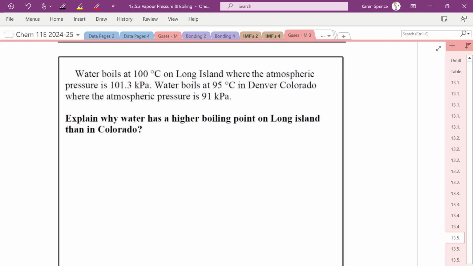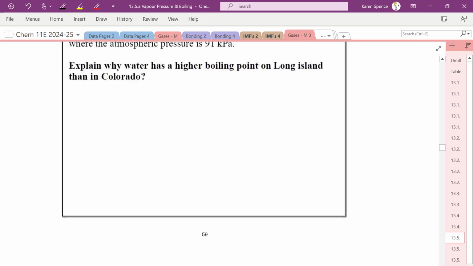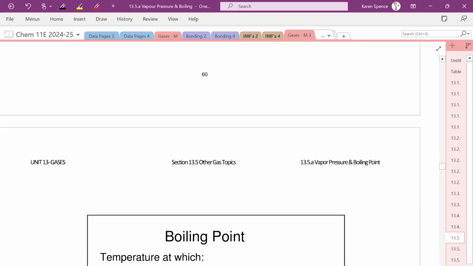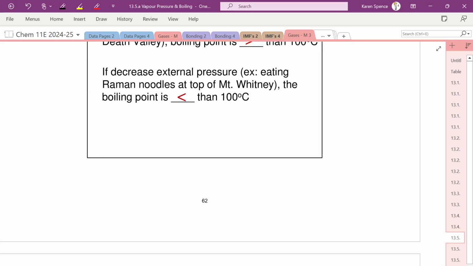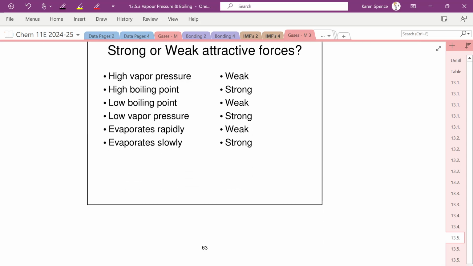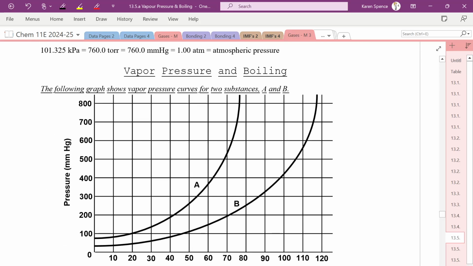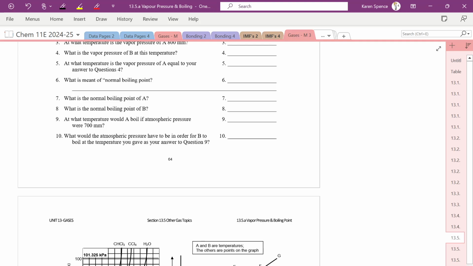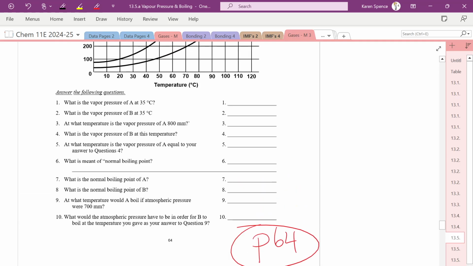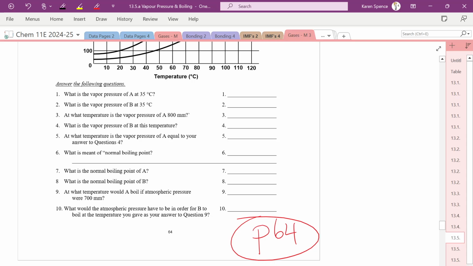Well, it's 9 o'clock, so I feel like you could answer this question for homework. Is there anything else? I feel like this is just repeating what we've already said. Oh, there's some exercises here. Let's have you do page 64. Yeah? There's only 10 questions, pretty straightforward, and they're all single word answers, so that will not take too much of your time.